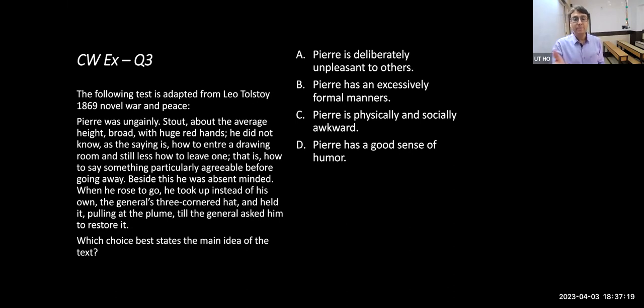B is entirely the opposite. He was not formal in any way; rather, he was very casual. So physically and socially awkward. The physical description is in the first couple of lines, and the social awkwardness is described later. So the answer is option C, right? Yeah.